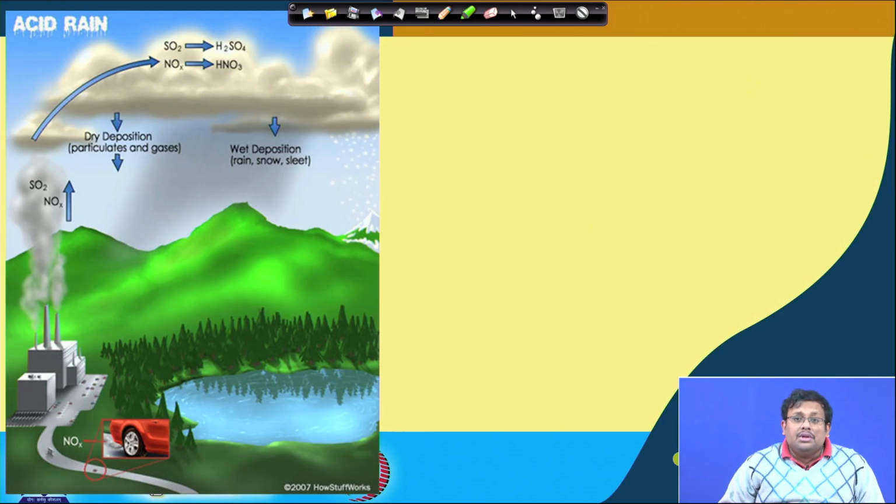So this is how the total cycle of acid rain goes, and this acid rain is very, very harmful as far as the natural vegetation is concerned. I will show you a couple of pictures.